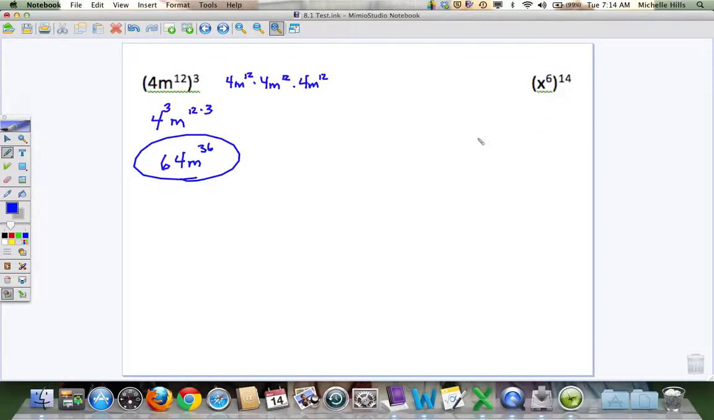Using that power to a power rule, this is x to the 6 times 14 power, so x to the 84th power when I'm done.